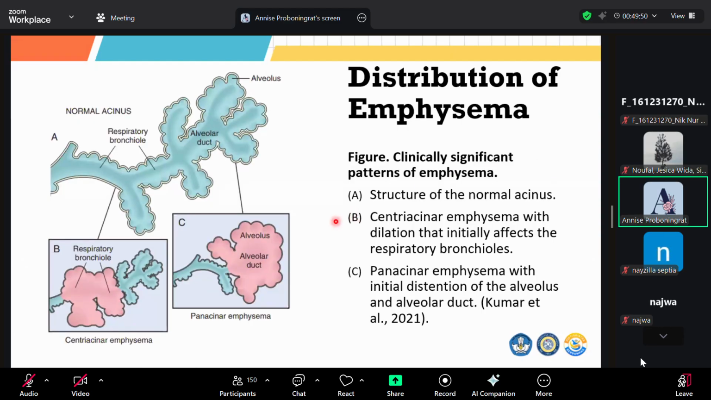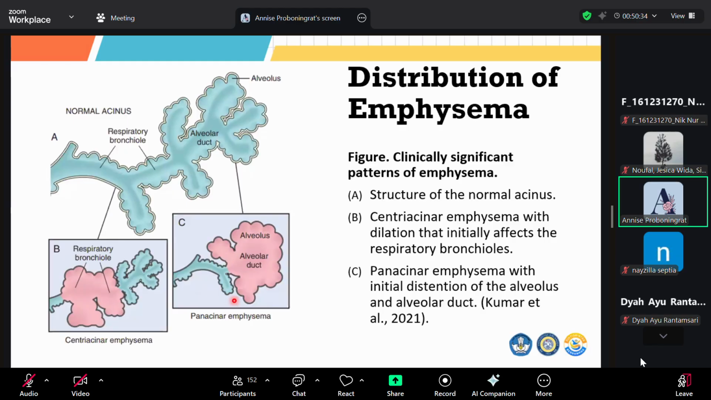And the distribution of emphysema, this is the schematic example of the normal acinus, and the B and C figures show the types of emphysema distribution. The first one is the centriacinar emphysema, where the emphysema occurs in the respiratory bronchioles, and it can spread until the alveolar sac.